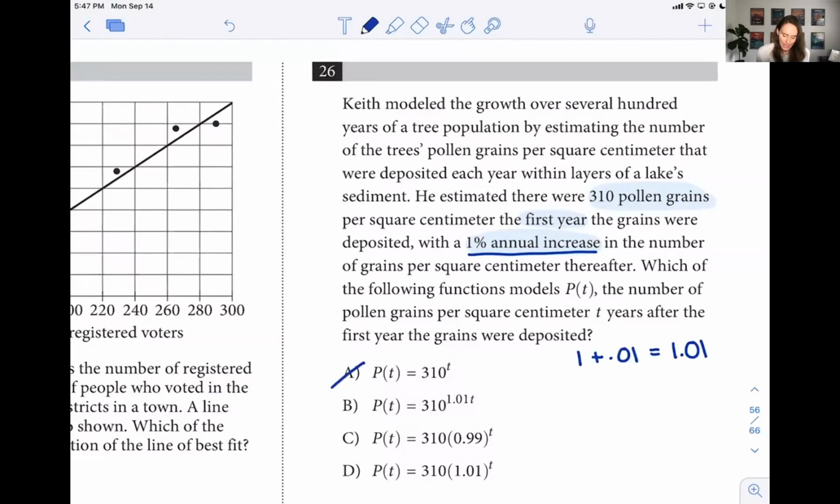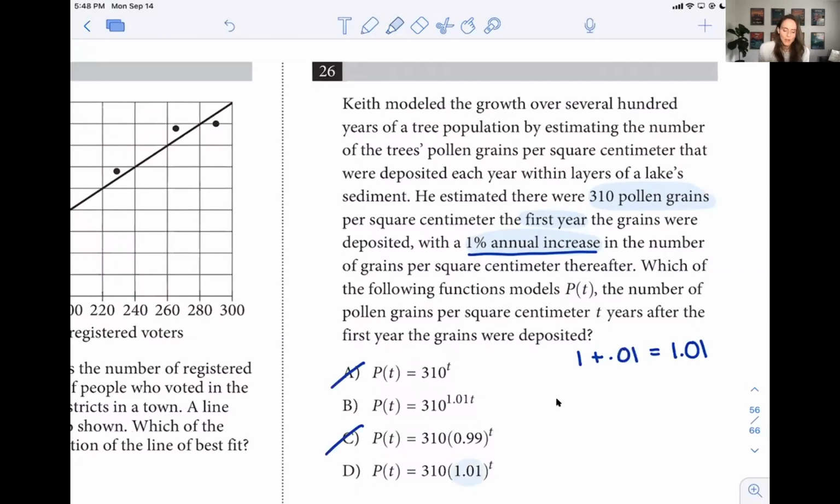So it cannot be A and it cannot be C. And I need to figure out, is my 1.01 an exponent as in B, or is it the base as in D? Who knows if it's B or D? Let me know in the chat. So Sydney says D, and that is correct. And Catherine also says D. We want the rate, or our percent increase, our growth rate, to be the base of the exponent.